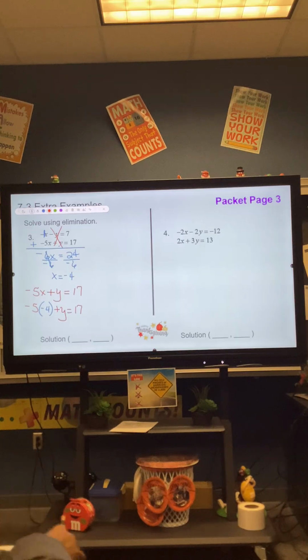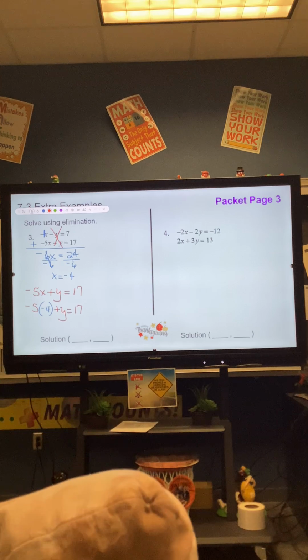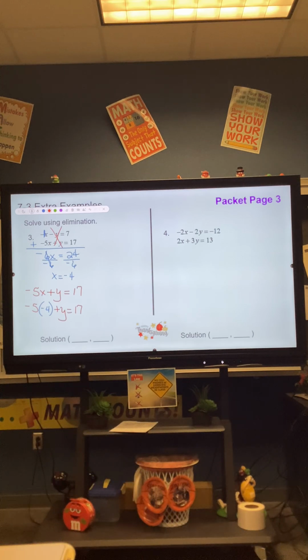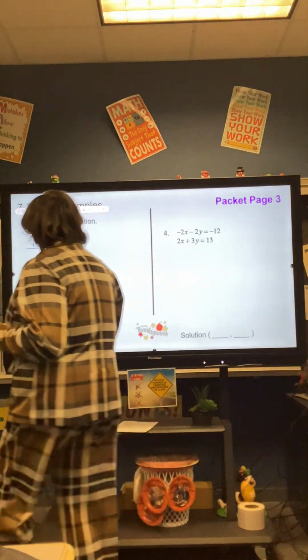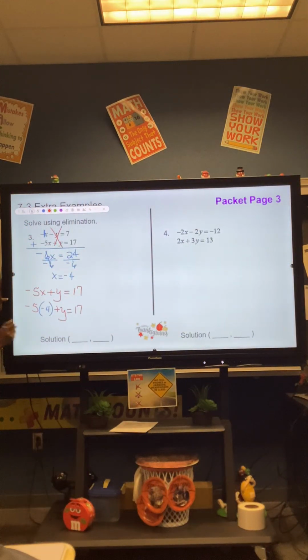Make sure that when you multiply a negative times a negative, it's okay. Don't let nobody derail you. You don't have that kind of control, don't give it to them. A negative times a negative should give us a positive. So you got 20 plus y is equal to 17.